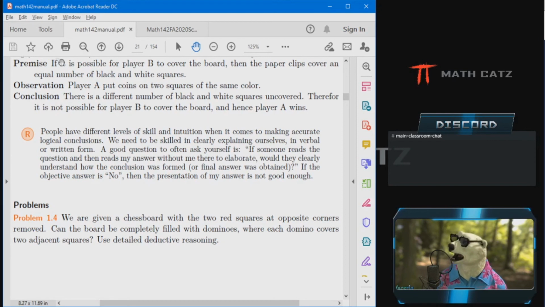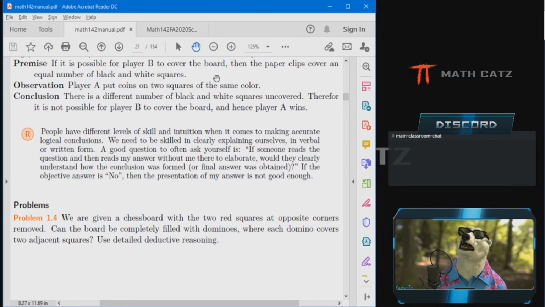It could be, if it is possible for player B to cover the board, then the paper clips cover an equal number of black and white squares. Right? The questions sort of led me to that. Well, if B is going to cover the board, there has to be an equal number of black and white squares based on the rules of the game. Not any specific example, that's how the game works.